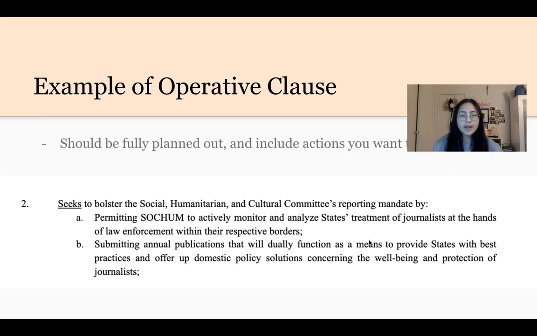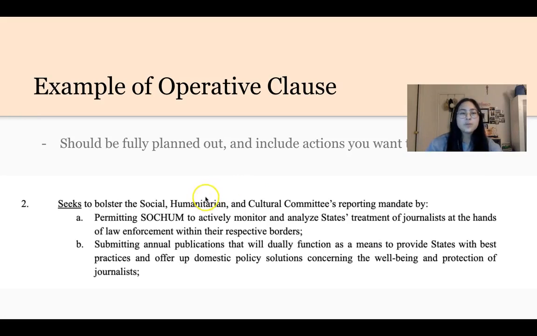Permitting SOCHM to actively monitor and analyze states' treatment of journalists at the hands of law enforcement within their respective borders. B. Submitting annual publications that will dually function as a means to provide states with best practices and offer up domestic policy solutions concerning the well-being and protection of journalists.